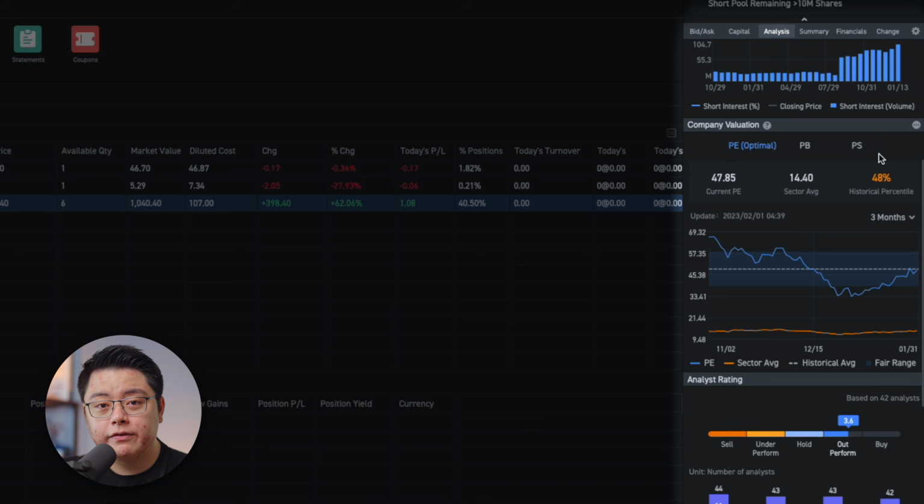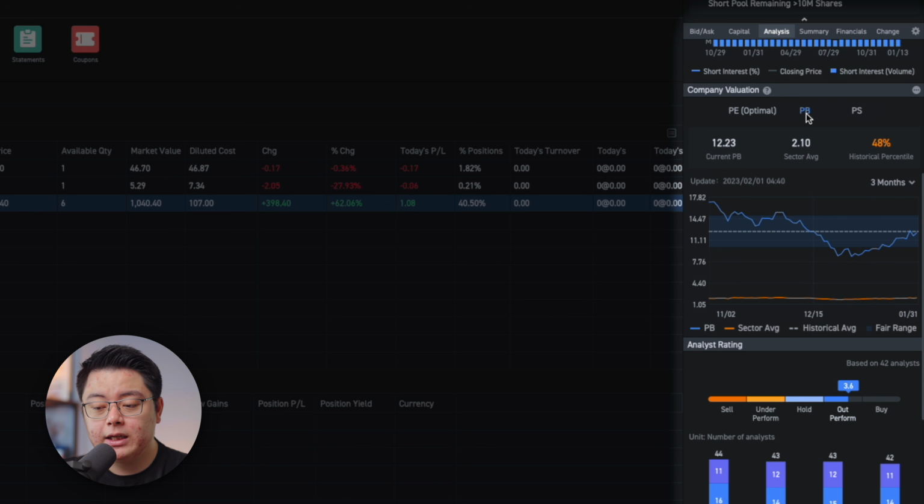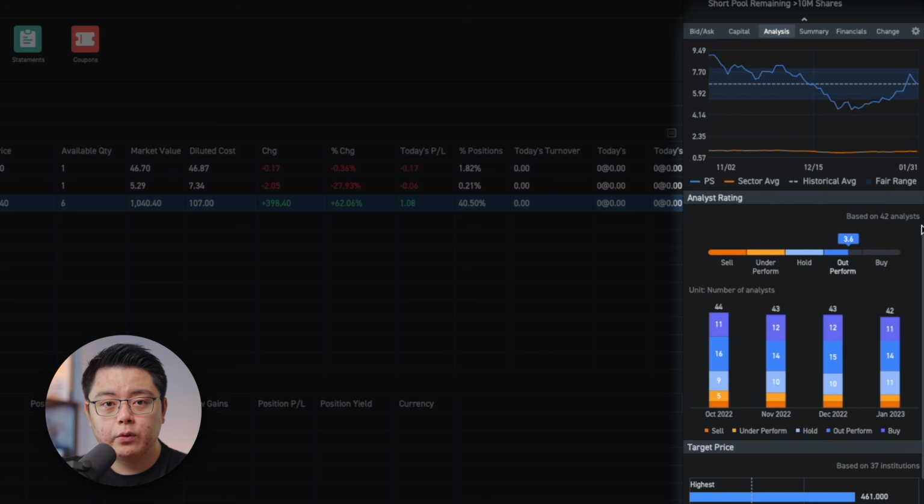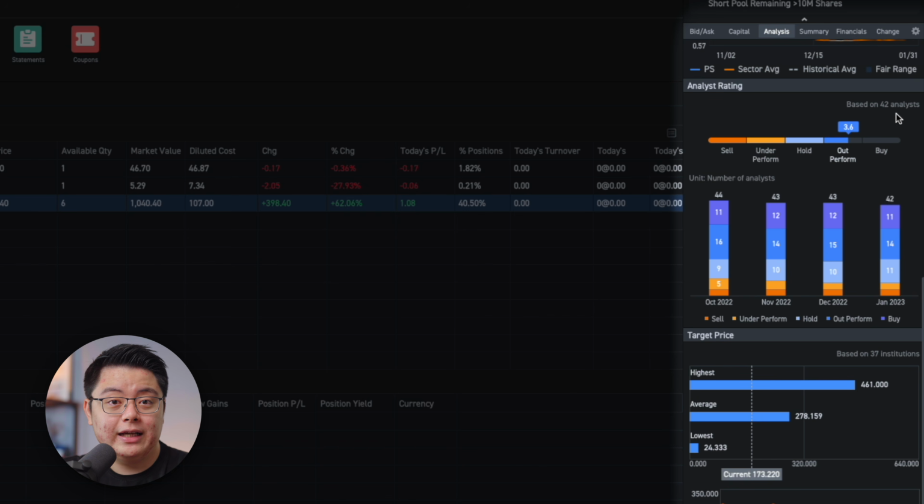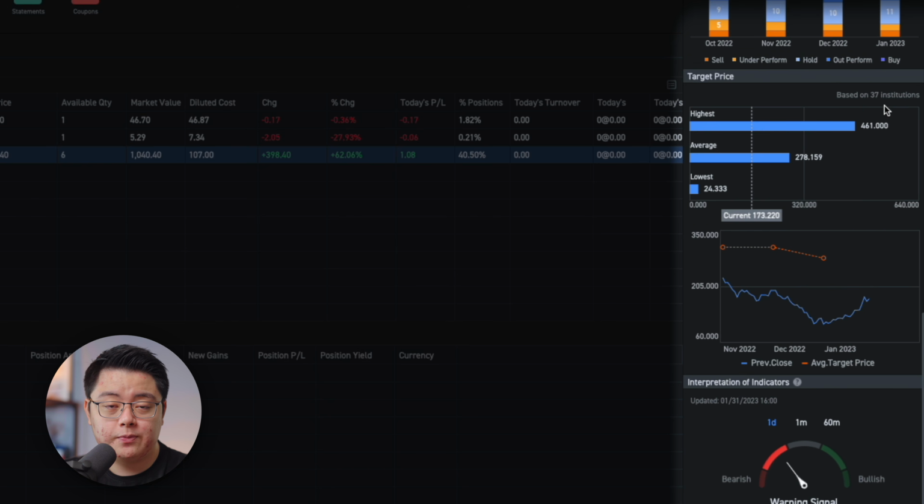And down there, you also have company valuation tab where they display the PE ratio, PB ratio, and PS price to sales ratio. And further down, we have the analyst rating, which you can get a sense of what the Wall Street analysts are feeling with this stock. And in my opinion, this is good to know, because at the end of the day, it is just analyst opinion and shouldn't be used solely for your investment decision.